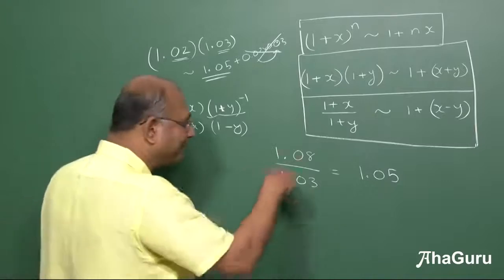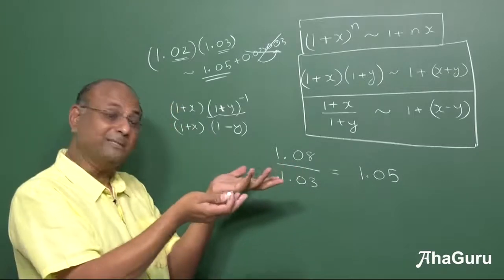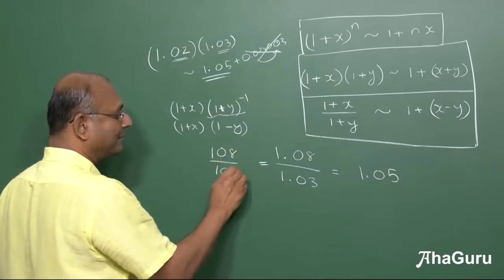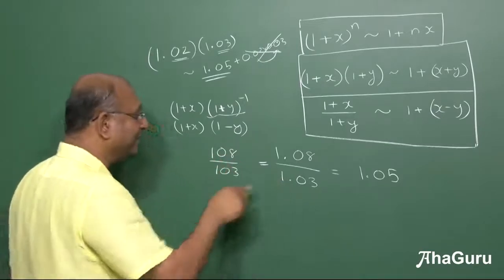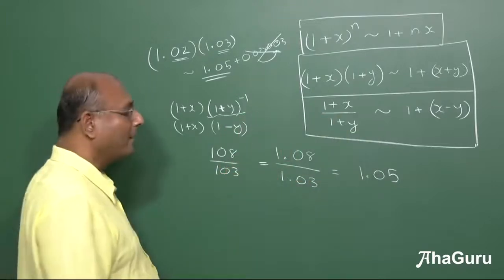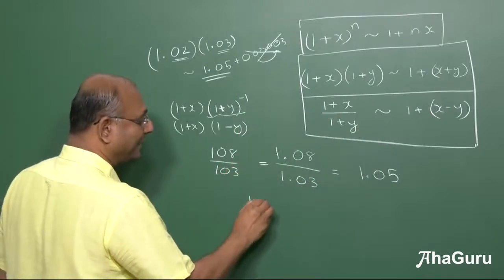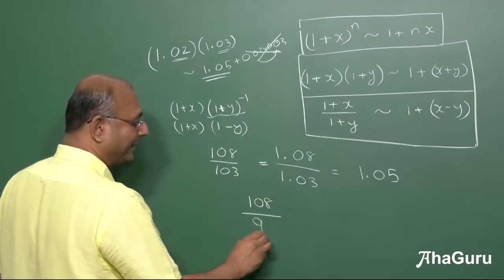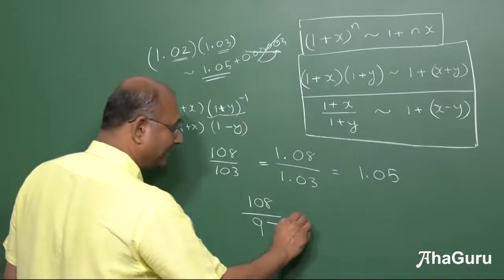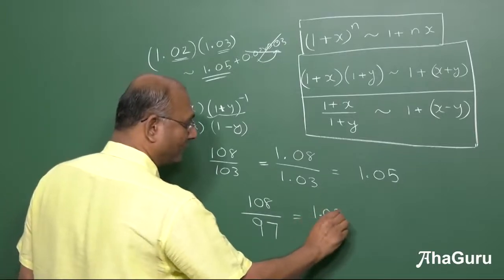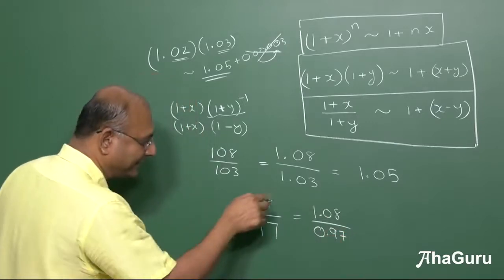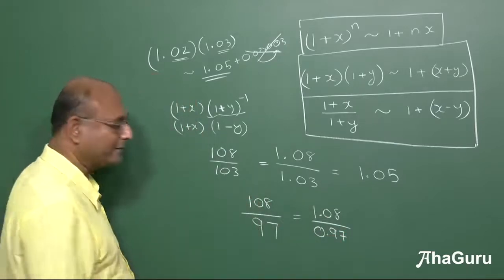But you may say, wait, but what is this? Where are we going to divide 1.08? You may not. You may be doing 108 by 103. But 108 by 103 is 1.08 by 1.03. Therefore, answer is 1.05. What if I was doing 108 by 97? You write this as 1.08 by 0.97. I'm just dividing the numerator by 100, denominator by 100.